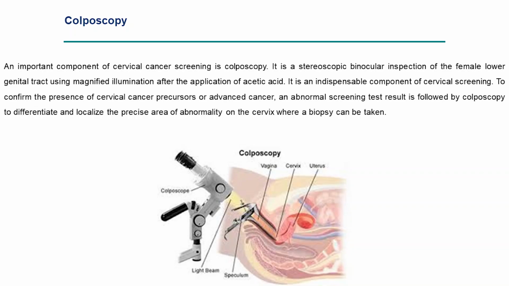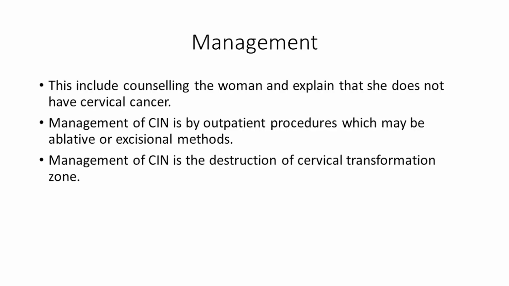Now, this is the slideshow on colposcopy, which I said is done usually when a woman has an abnormal screening test. It is from colposcopy that we take a tissue, which is called a biopsy. The biopsy will be sent for histopathological analysis that will reveal CIN1. Now, what is the management of CIN1? It's not enough to screen a woman. We must also ensure she is adequately managed.